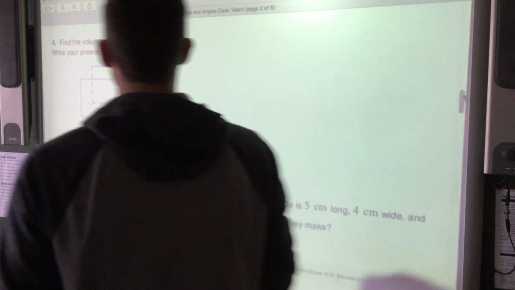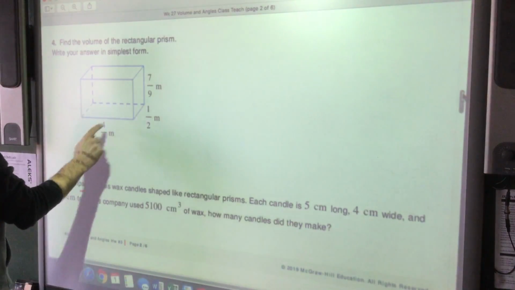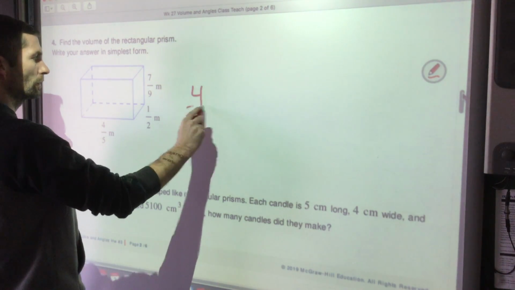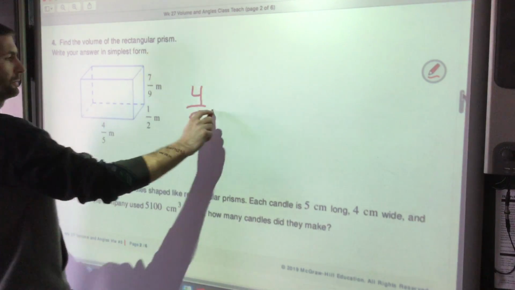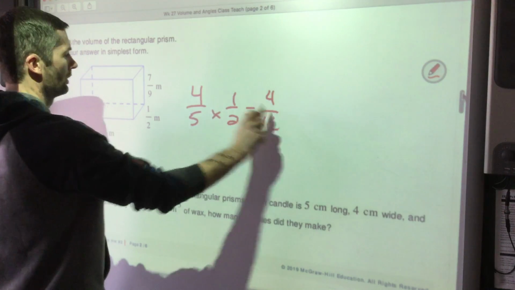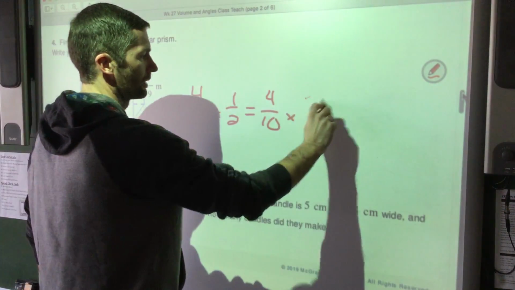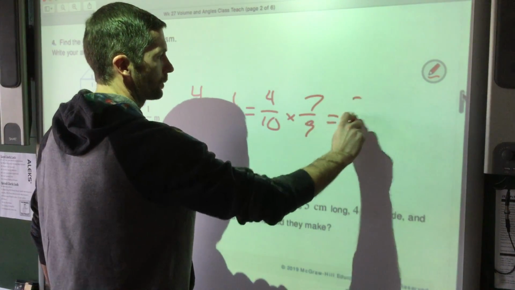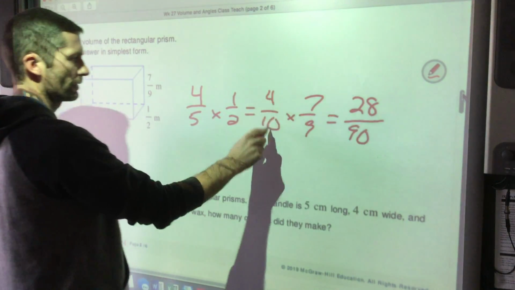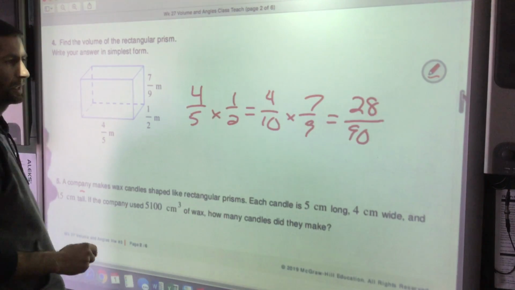Okay, find the volume of this rectangular prism. Write your answer in simplest form. So now we have my 3 dimensions. We can multiply them in any order. 4/5 times 1/2 is 4/10, and that times 7/9 is 28/90. Now I could have simplified first, made that a little easier, simplified back here.